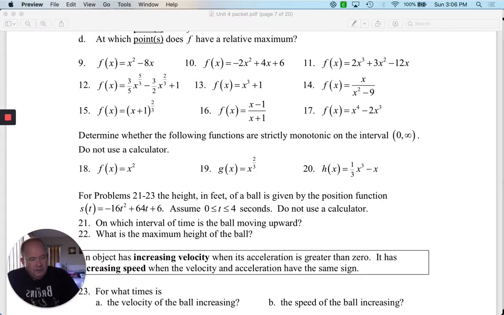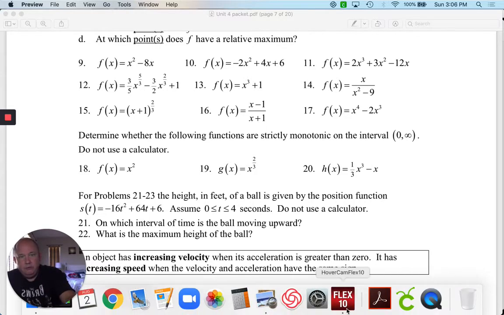And so, to know if something's monotonic, you're going to take the derivative. And monotonic means it's only increasing or only decreasing. So if it's only increasing or only decreasing from 0 to infinity, we're going to call that monotonic. So for number 18, we're going to take the derivative. That's 2x, and make it equal to 0. So the only critical number there when we solve it is 0.